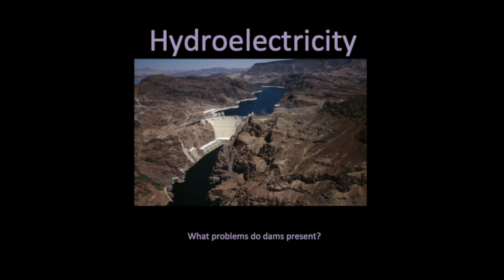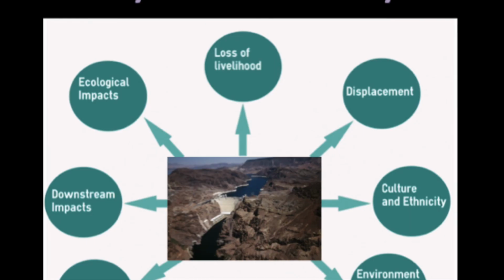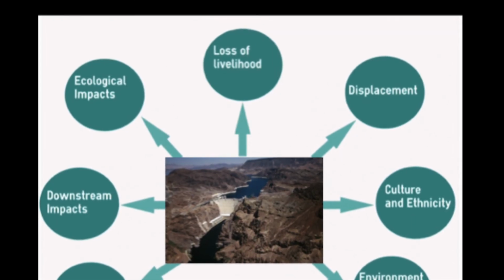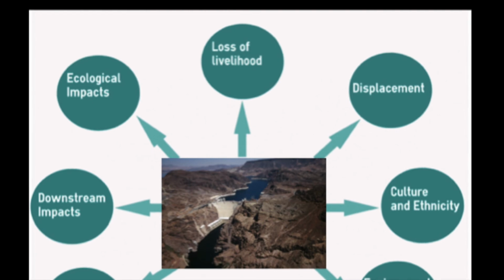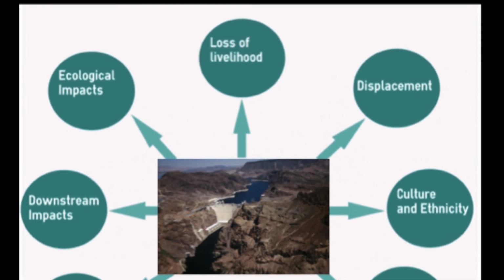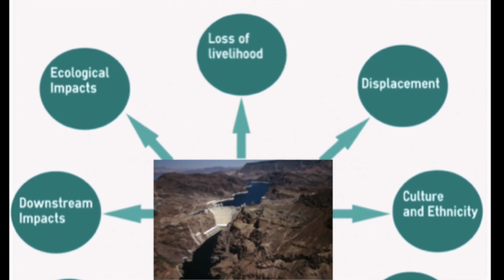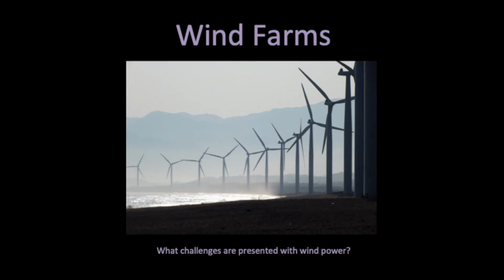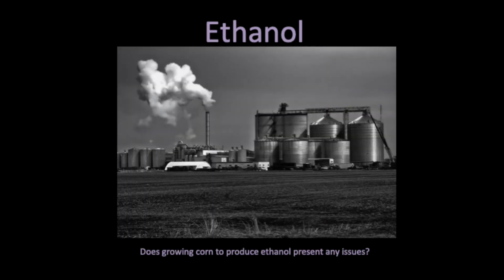Now, we also have hydroelectricity, where we can harness the energy of water and use it to our advantage. But what kind of problems do these types of dams present? Well, there's a few problems. There's downstream impacts. There's ecological impacts because you're impacting the environment of the fish. We also have wind farms where we can generate power by using wind. There's a lot of solutions out there, but there's going to be challenges along with them.